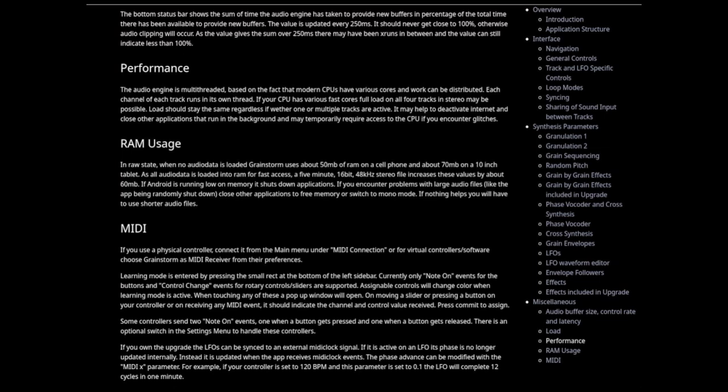Assignable controls will change color when learning mode is active. When touching any of these, a pop-up window will open. On moving a slider or pressing a button on your controller, or on receiving any MIDI event, it should indicate the channel and control value received. Press commit to assign.